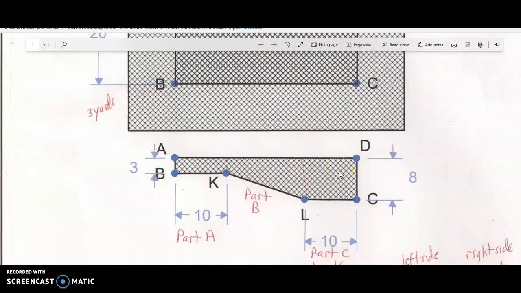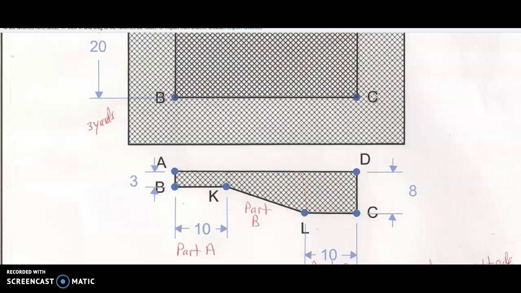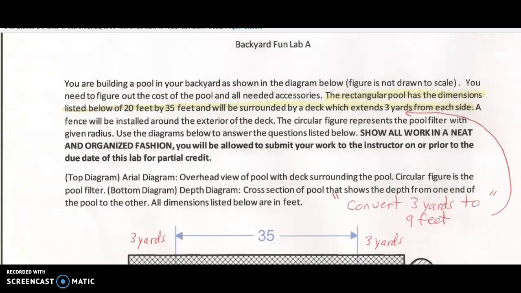Just remember that. You're going to have 3 parts of the pool to be able to find the rest of the questions. You also need to remember that when you break up this pool side view into 3 parts, each one of the widths for all 3 of the dimensions is going to be the 20 feet. You'll need that number later on in the problem.